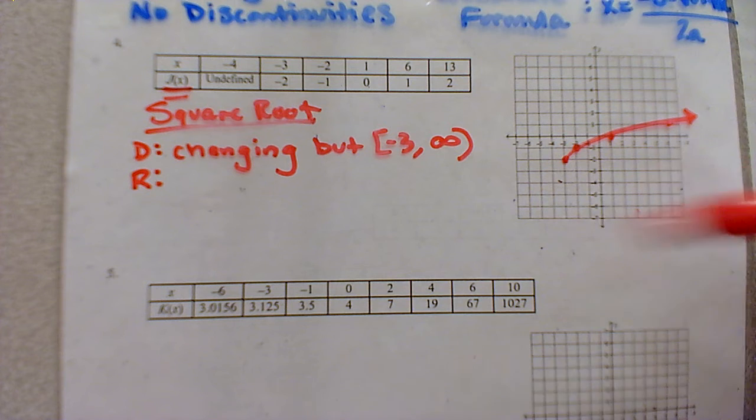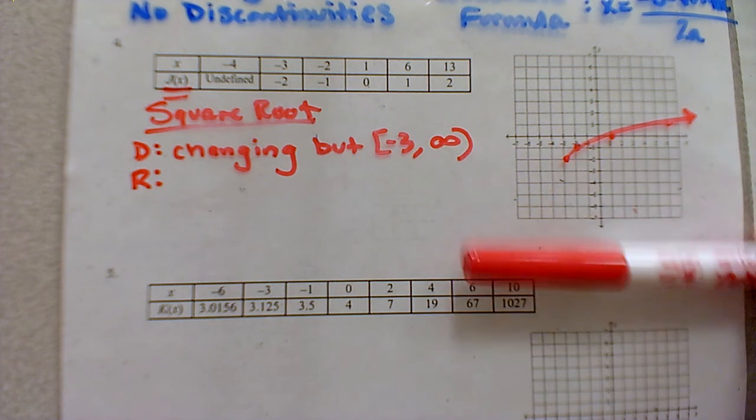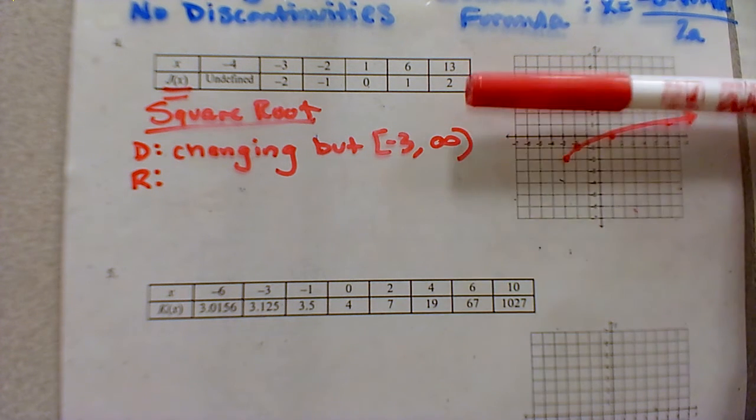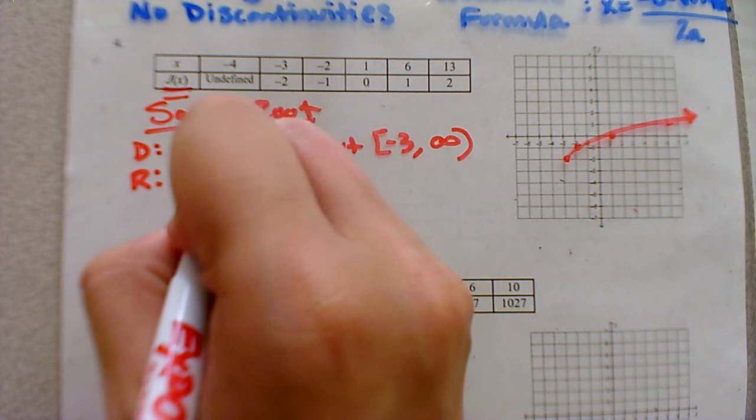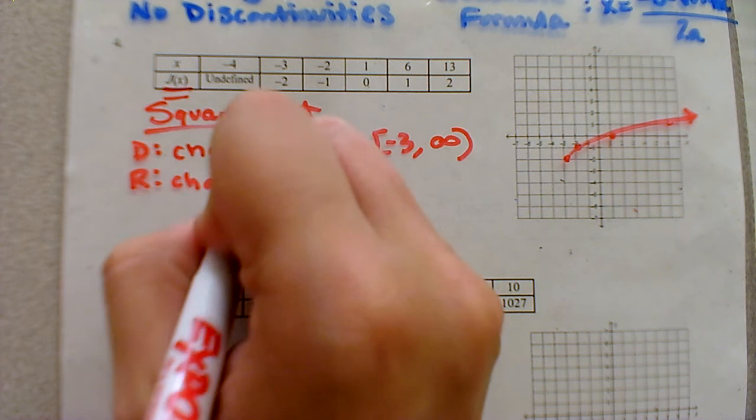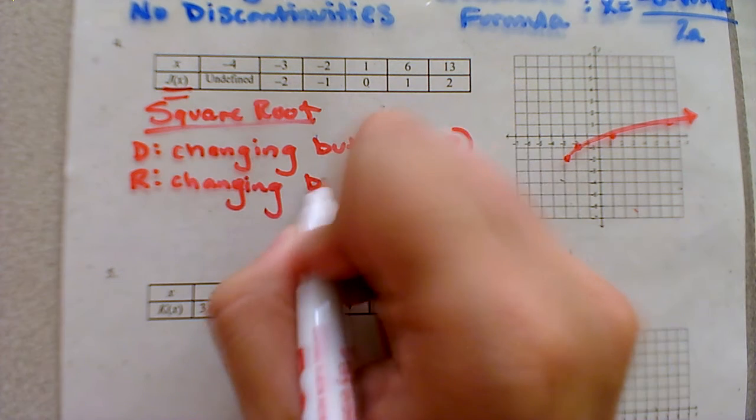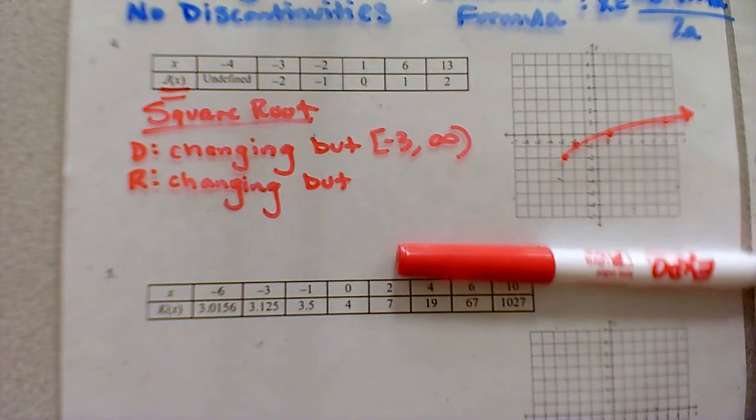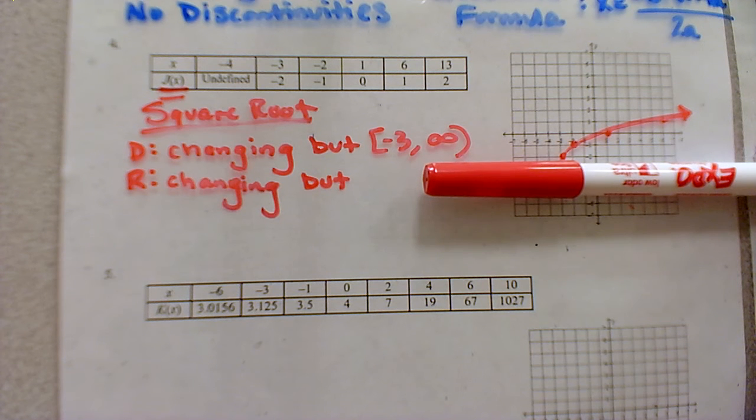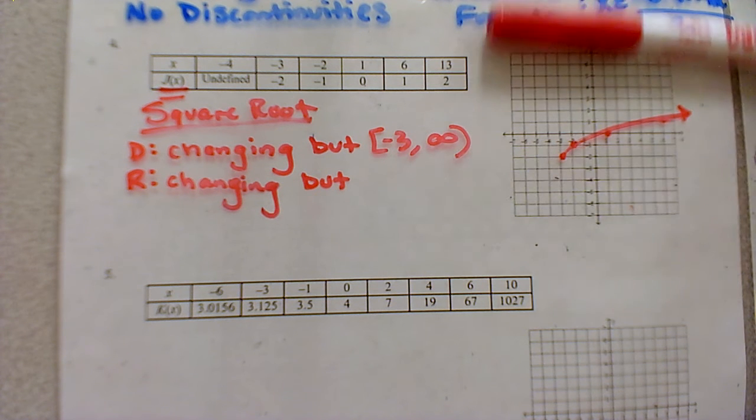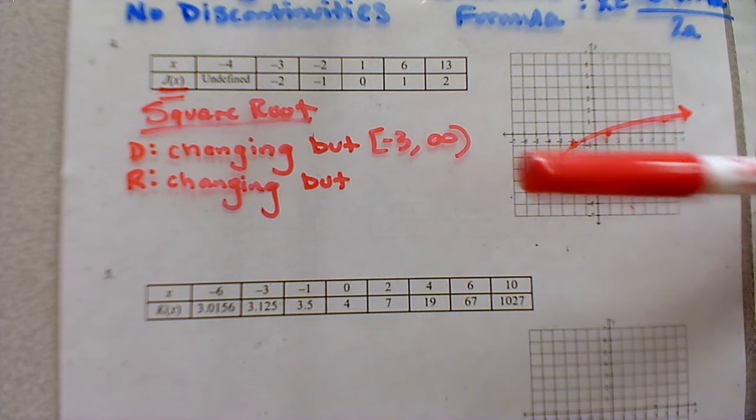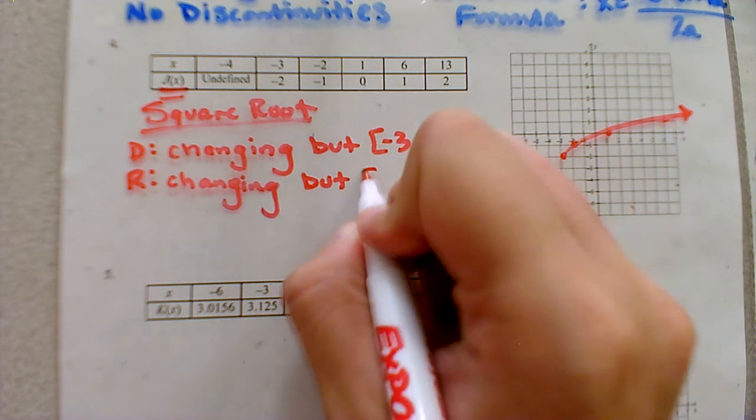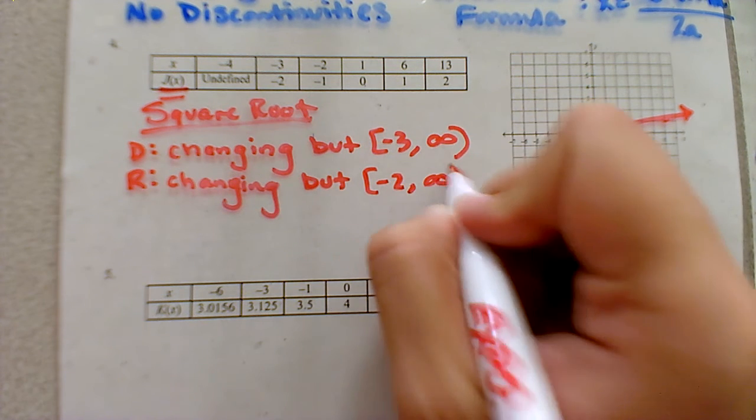Same thing's going to happen with the range. Depending on where your graph is located, it's going to affect where you drag your pencil, where you start and where you end. So we'll have another changing instance, but for this particular example, from low to high, we start at a y value of -2, and this graph will continue upwards. Even though it looks like it does slowly, it will continue upwards forever. So we'll say -2 to infinity.